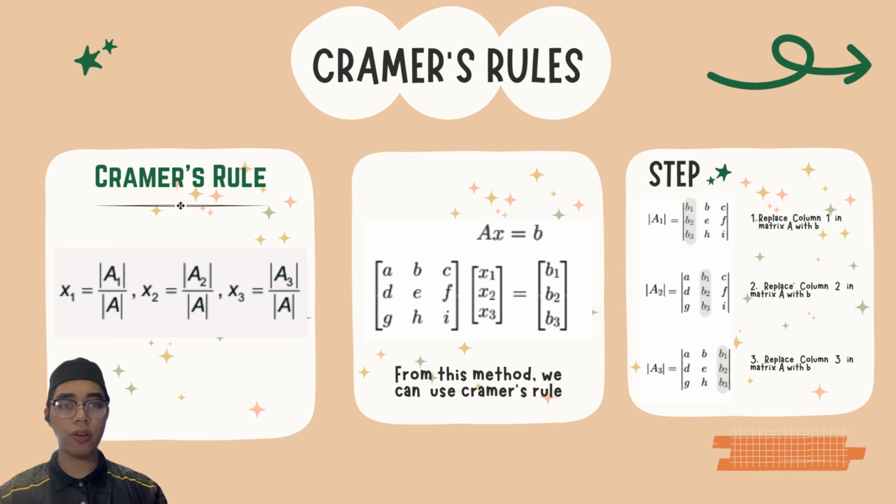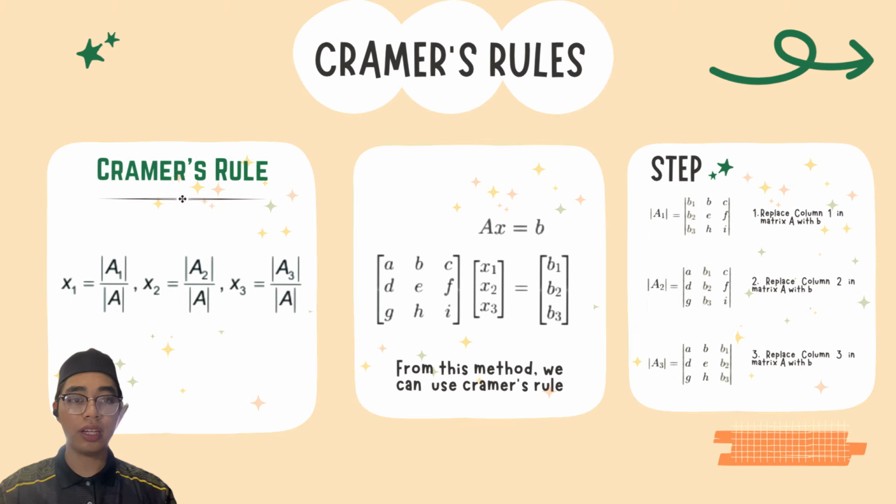So here is the formula of Cramer's rule, which gives x1, x2, and x3. For each x, we divide the determinant of A1 by the determinant of A, where for A1, we replace column 1 in matrix A with B. For x2 and x3, it's the same thing: we replace column 2 in matrix A with B for x2, and for x3, we replace column 3 in matrix A with B.